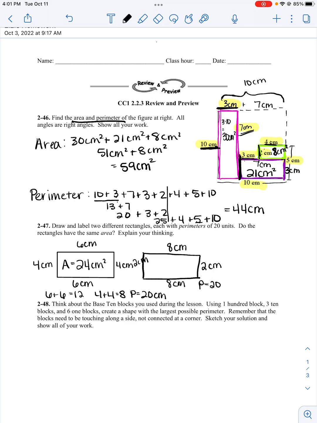So my perimeter is still 20, but my area just changed. 2 times 8 is 16. So my area is 16 centimeters squared. The areas are not the same.